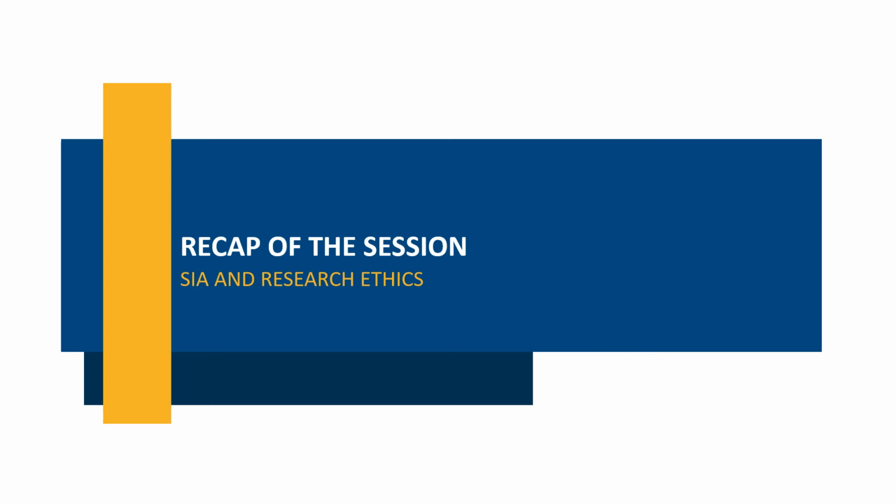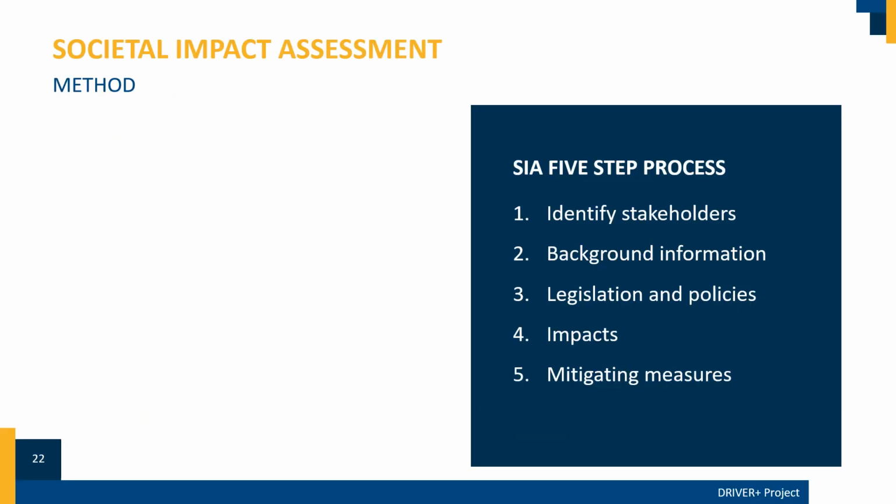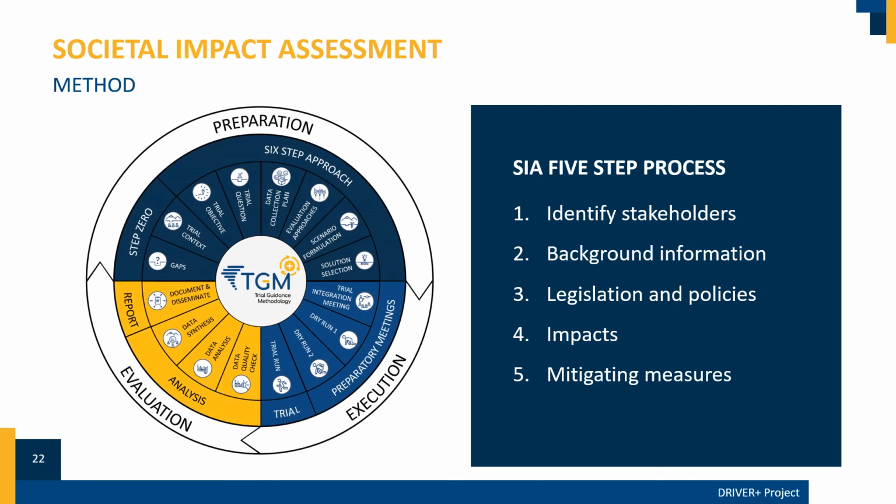Let's recap SIA and research ethics in a nutshell. SIA is a process to do at least when selecting the solutions and which can be applicable in all steps of the TGM. Societal impact assessment is about gaining an understanding of and trying to anticipate the potential consequences of deploying a solution. These consequences can either have positive or negative impacts. Undertaking a SIA will allow you to take steps to mitigate the negative impacts and enhance the positive impacts. You do a societal impact assessment by following the 5-step process. During the contact phase of this training module, you can practice with this method by going through a couple of case studies.